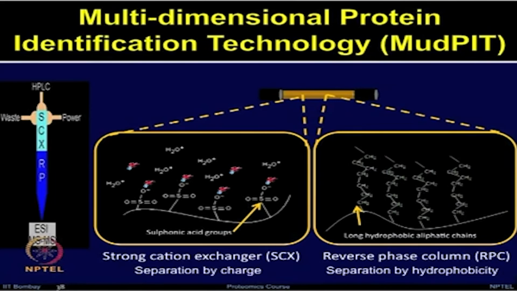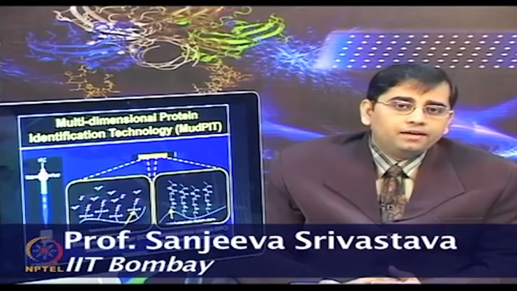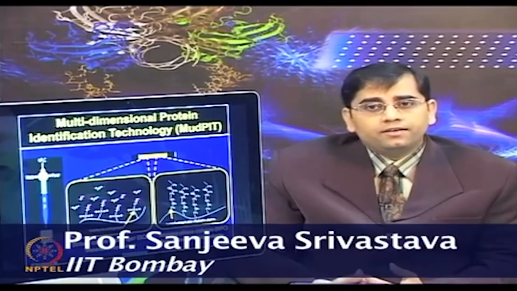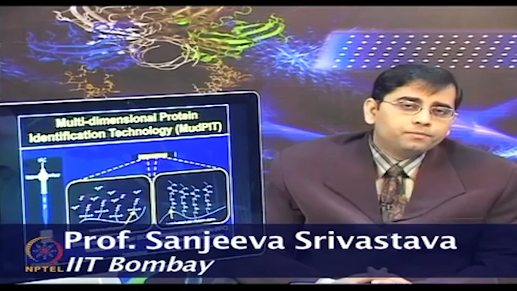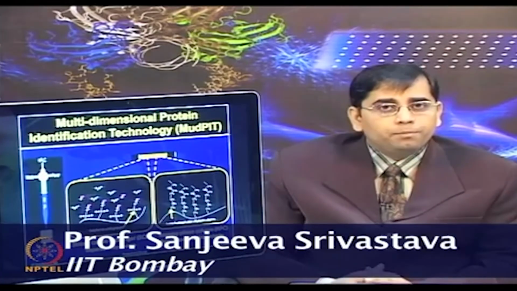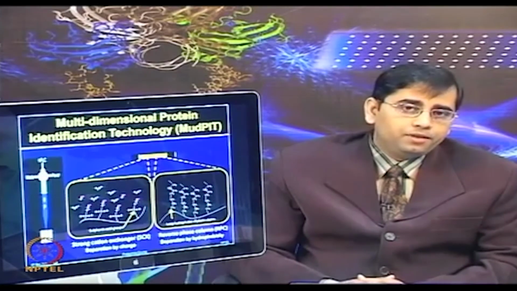The strong cation exchange can be used offline, and then each fraction can be analyzed by reverse phase HPLC followed by mass spectrometry. Alternatively, both reverse phase and strong cation exchange reagents can be packed into a single column, and by introducing buffers in series, the multidimensional separation can be achieved.